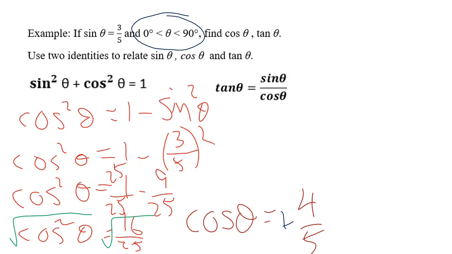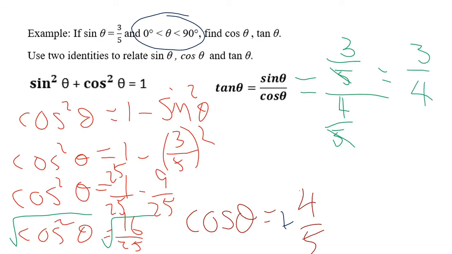Alright, let's finish up this question now. We need to get tan, which is sine over cosine. Sine is 3 over 5. Cosine is 4 over 5. The 5's cancel, and we get 3 over 4. Now again, we're in the first quadrant, which makes this a positive 3 over 4, and that will be my answer.